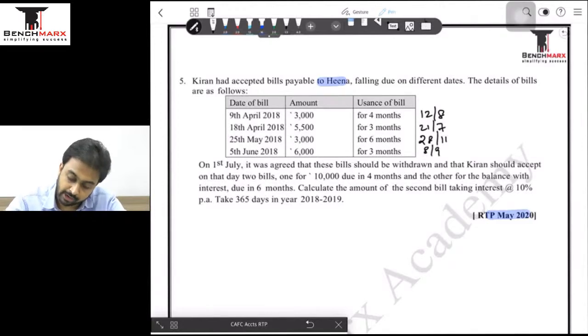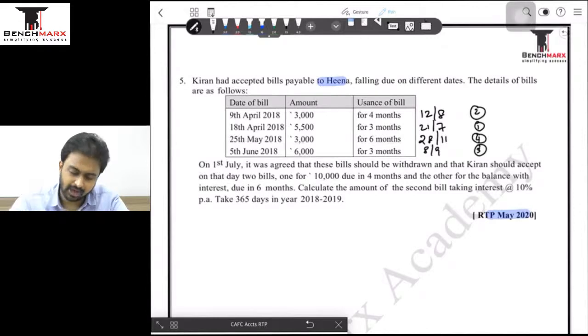As per our format, we will arrange 21st July as first, 12th August as second, 8th September as third, and 28th November as fourth. ICI उसको ऑर्डर नहीं करता है, but अपने को उसको ऑर्डर करना है for ease in computation of number of days. ठीक है, so we have 1st July. It's agreed that these bills, interesting, okay, this is also important, again something different from the regular questions.